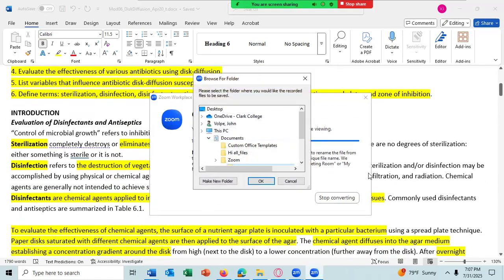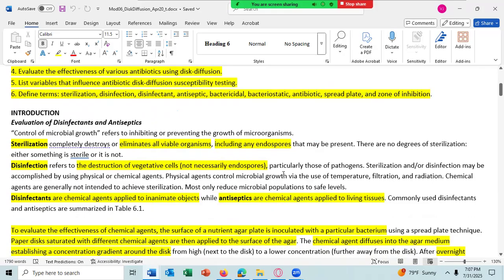All right. Oh, good. The lecture file just finished, so my computer will speed up. Sterilization refers to eliminating all viable organisms, including endospores. Disinfection refers to the destruction of vegetative cells, but not necessarily the destruction of endospores. Disinfectants are a chemical agent applied to an inanimate object. An antiseptic is a chemical agent applied to living tissue.